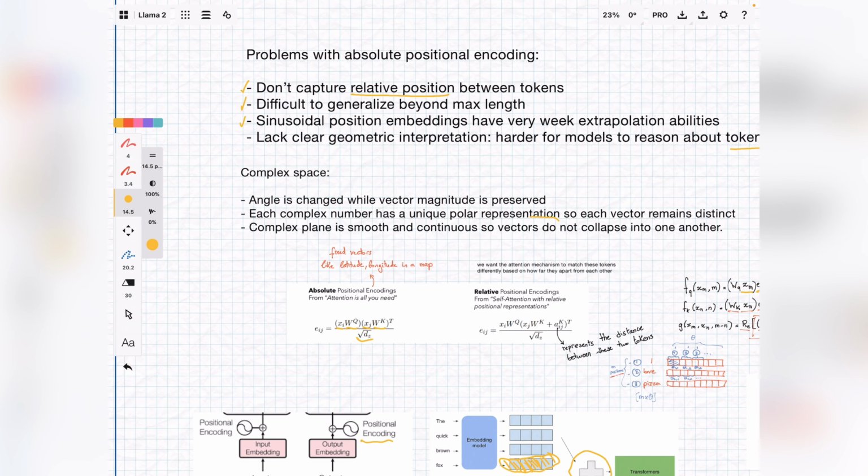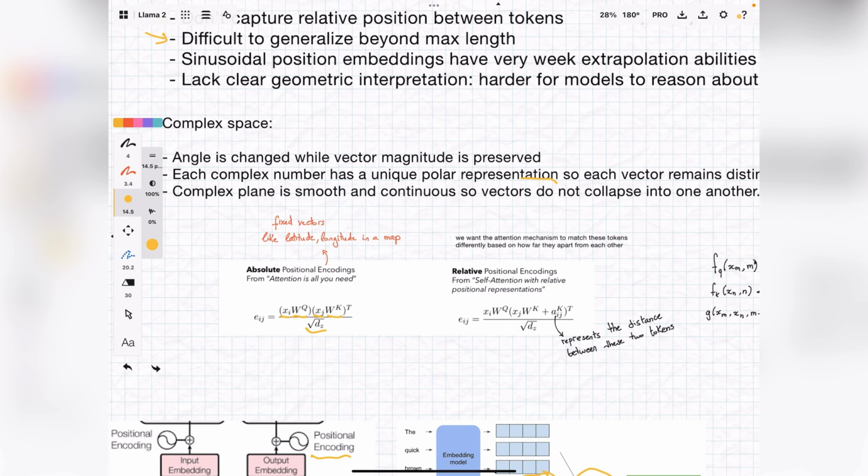We need another space. So complex space is great. It has all of the properties that we need so that things are smooth. We can have as many unique, distinct vectors that we can rotate all over the place, and all of the geometric interpretation is there. So how do we get to that complex space?